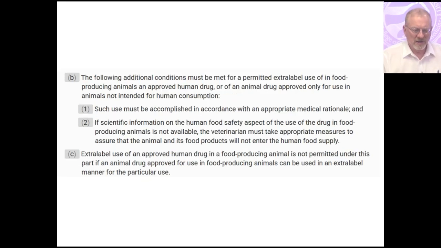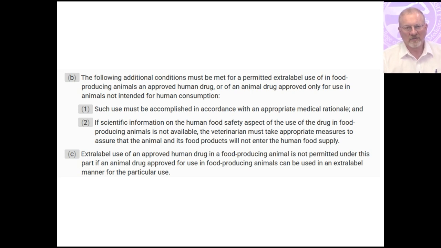Then there's other conditions, and for example, if you can't come up with withdrawal time information, you can't use it, obviously. And here's the big point that I think applies here: extra label use of an approved human drug in a food-producing animal is not permitted under this part if an animal drug approved for use in food-producing animals can be used in an extra label manner for the particular use.